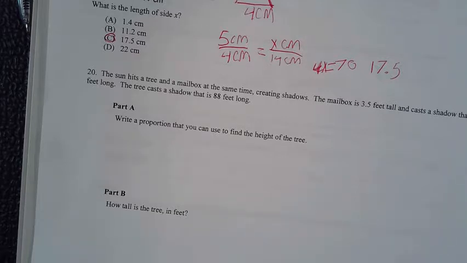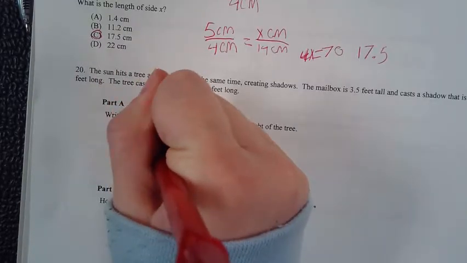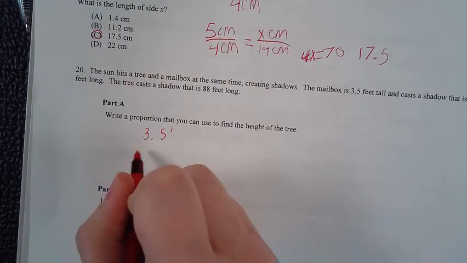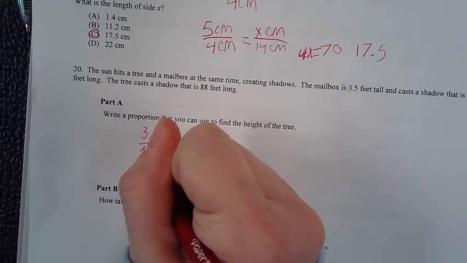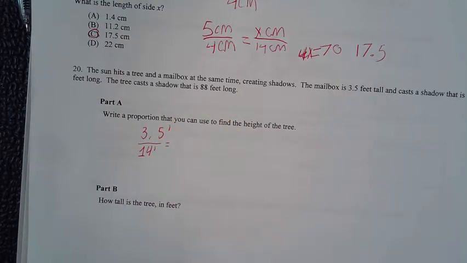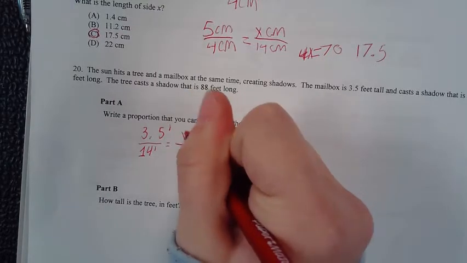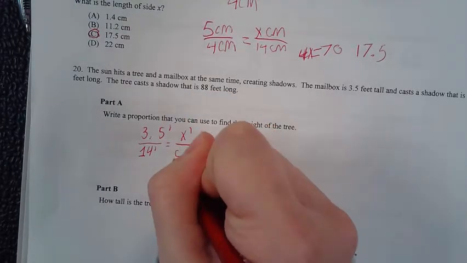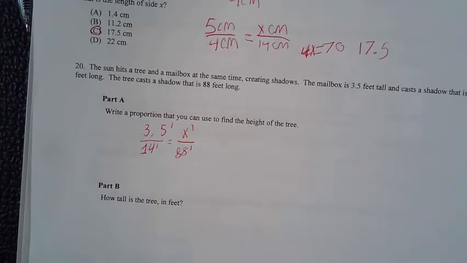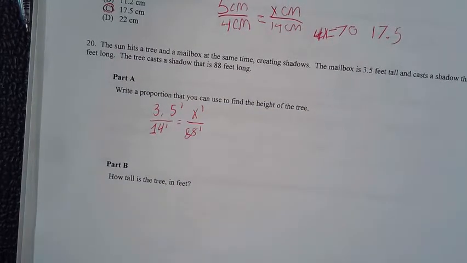So first I would make a fraction and put 3.5 feet on top, and then 14 feet on the bottom, because we know those measurements for the mailbox. And then because 3.5 is how tall it is, I would put X on the top and then 88 on the bottom. So then part B is how tall is the tree in feet. So I would rewrite my proportion.